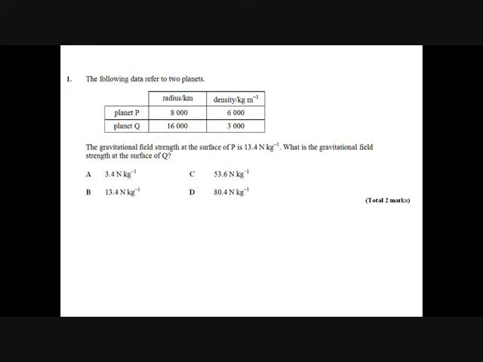So here's two planets, P and Q, of different radii and different densities, and it tells us that P has got a gravity of 13.4 newtons per kilogram. So we need to do this by ratios really. So this is P, it's got a radius and a density. This is Q, it's a bit more circular than that I'm sure. It's got a radius that's twice as much and a density that's half as much.